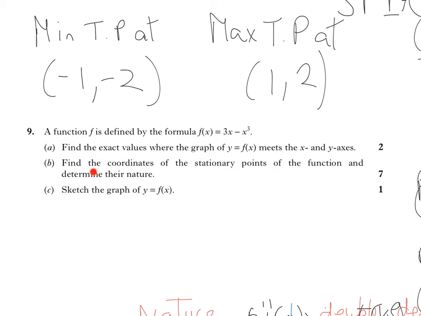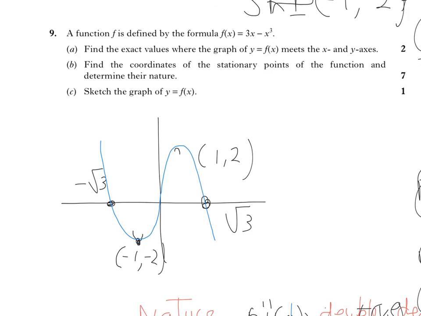Part C says, sketch the graph of y equals f of x. So I'm going to take all my information, including my turning points, and the points at which I cut the axis, which will be (root 3, 0), (minus root 3, 0), and (0, 0). So there is my curve, it cuts the axis at minus root 3 and root 3, and at the origin, a minimum turning point at (minus 1, minus 2), and a max at (1, 2), and that's the final answer.